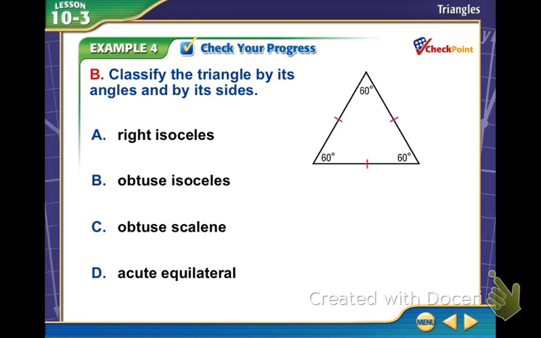Classify this triangle by its angles and its sides. Looking at the angles, we can see that all 3 of the angles are less than 90 degrees, so it is an acute triangle. And since all 3 of the sides are congruent, it's the equilateral triangle.